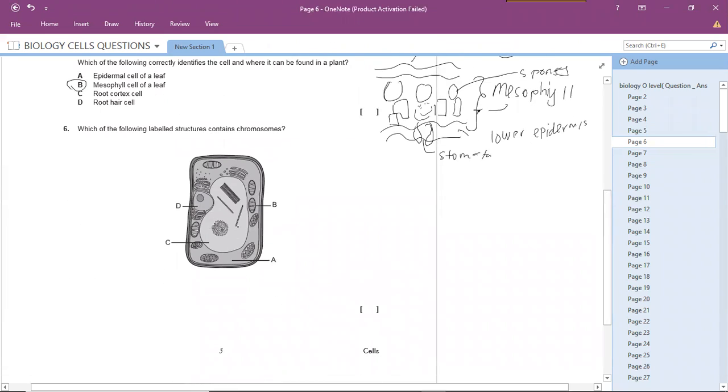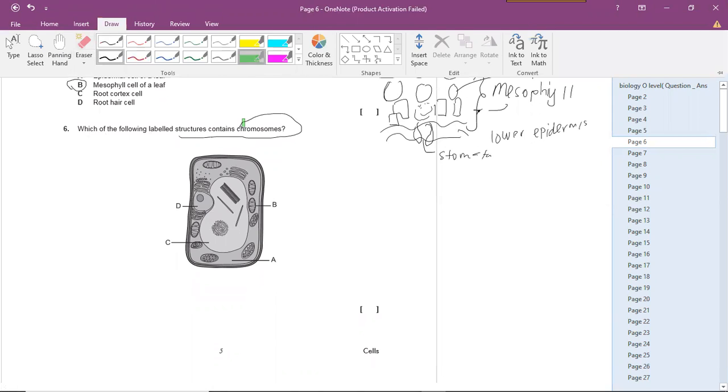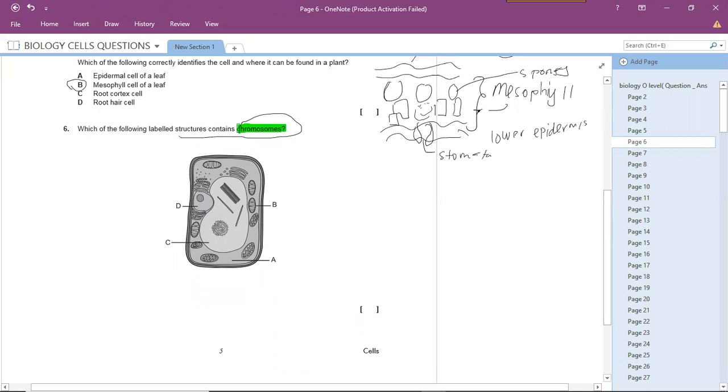Let's move on to question 6. Question 6: which of the following labeled structures contains chromosomes? So the examiner here wants to trick people. So, contains chromosomes. So Fabi, have you ever seen cotton?